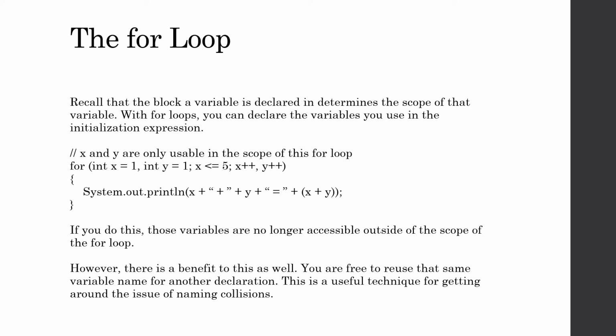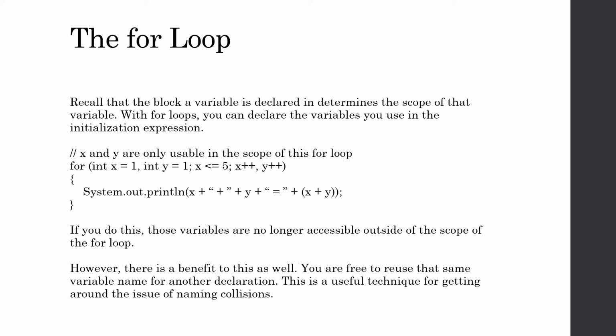Alright, so one last thing to talk about with the for loop. Recall that the block a variable is declared in determines the scope of that variable. So this also applies to for loops, including the variable that you declare in the initialization expression. In the example that we had before, we declared 2 variables, an x and a y. Because we declared those within the scope of our for loop, they're only going to be usable within the scope of that for loop.